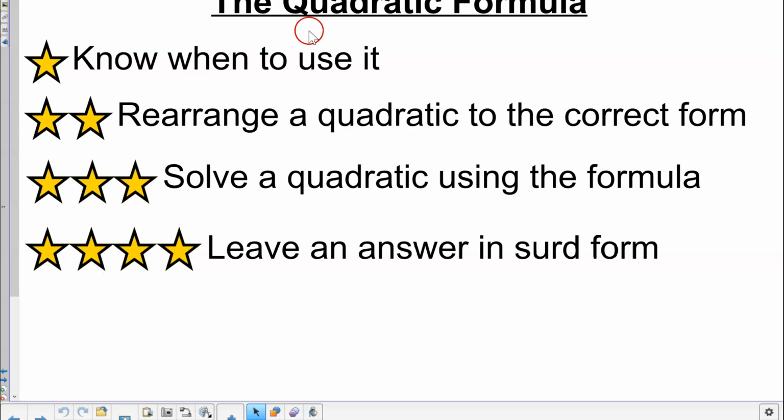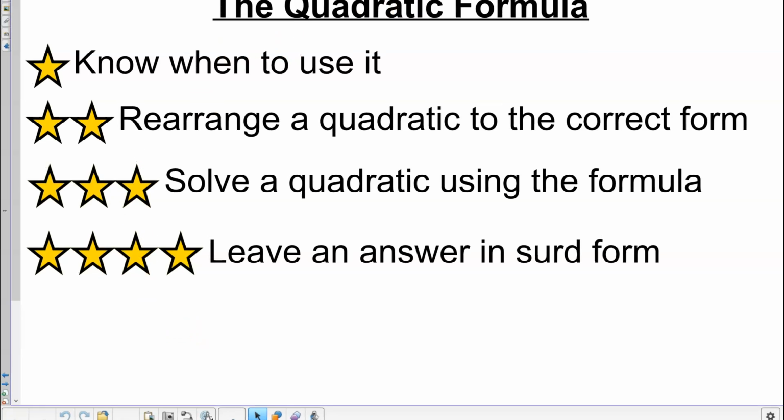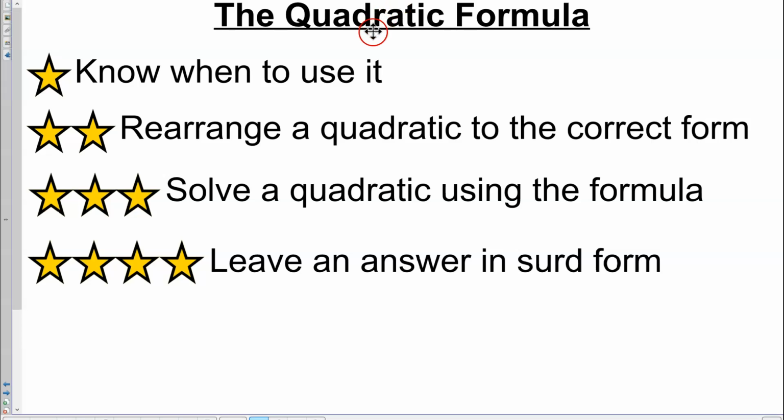Okay folks, we're going to try something different, and I'm going to do you a video about the quadratic formula, a really important formula that you will use lots and lots. So here are four main things we're going to cover. You need to know when you'll actually use it, how to rearrange it, then how to solve a quadratic equation using the formula, and finally how do we involve surds with the quadratic formula.